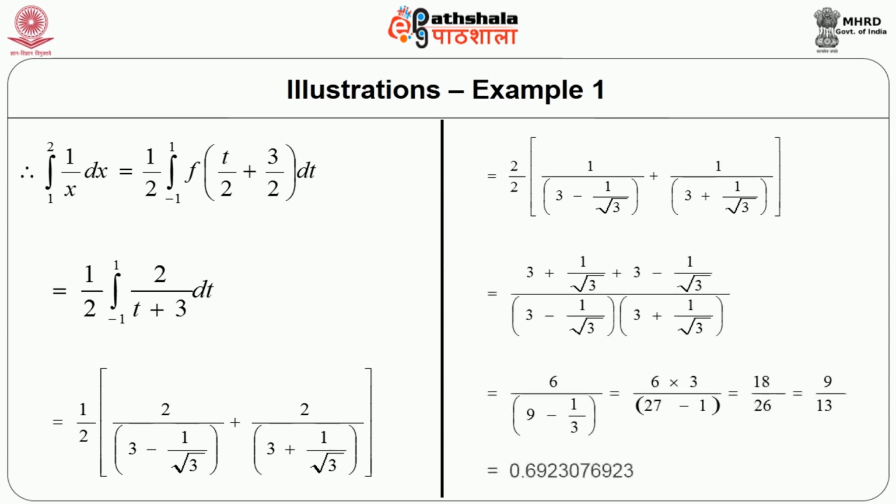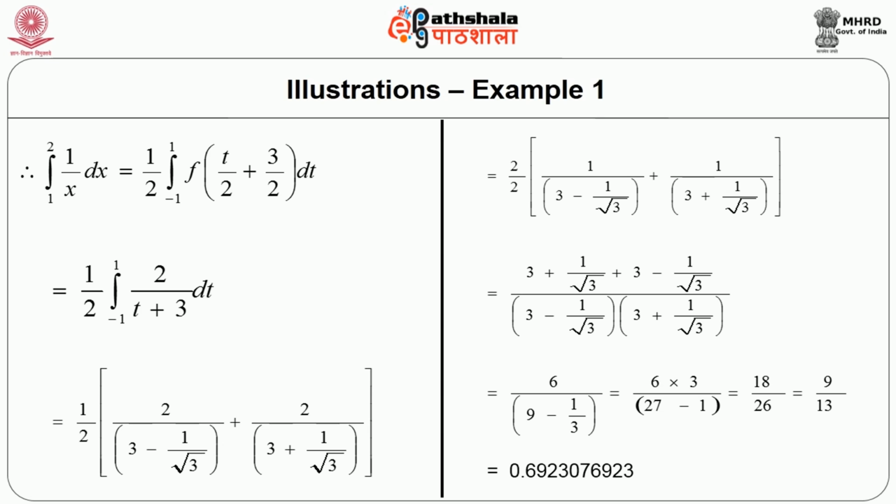from minus 1 to 1, and (b minus a) by 2 is outside the integral sign. So, b minus a is 1, we get 1 by 2. So, our integral from 1 to 2 of 1 by x dx, which we are trying to evaluate, comes out to be 1 by 2 times the integral from minus 1 to 1 of f of (t plus 3) by 2 dt, that is 1 by 2 times the integral of 2 upon (t plus 3) dt. Let us apply our Gauss Quadrature formula.